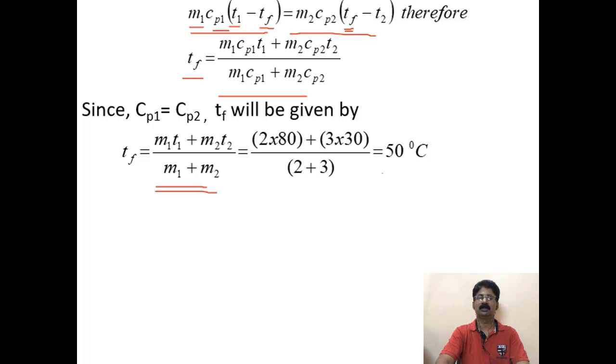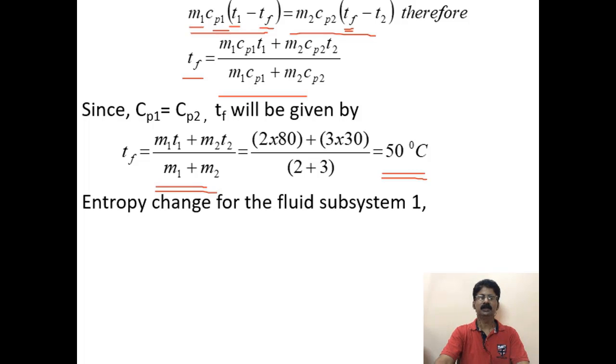After substitution you will get 50 degrees Celsius here. Since you are substituting in Celsius only, you will get Celsius. Suppose if you substitute in Kelvin, you will get it in Kelvin. Now better you convert this into Kelvin. It becomes 323 Kelvin before you calculate the entropy change of subsystem 1 and 2, because there the formula you have to use Kelvin only.